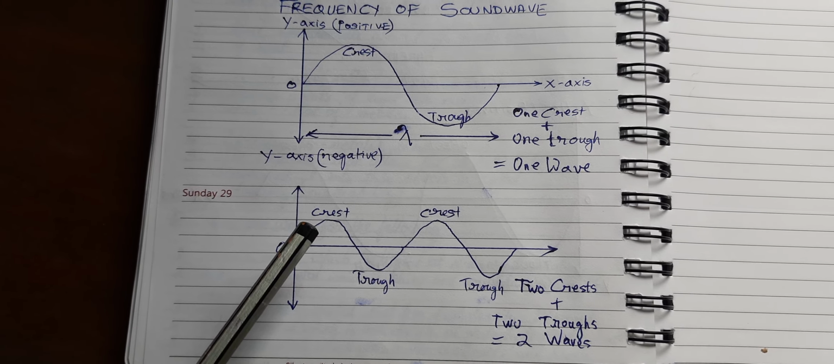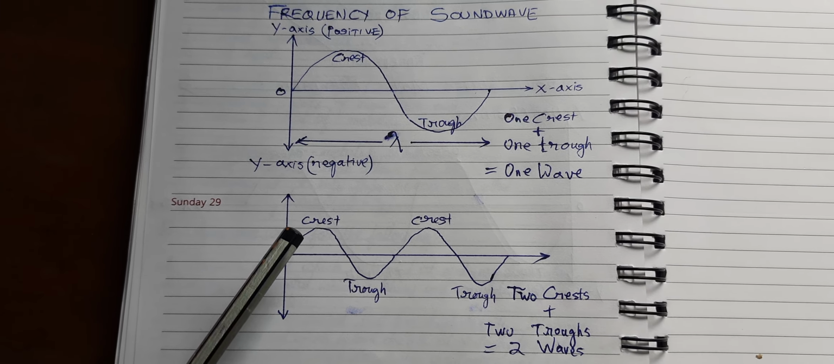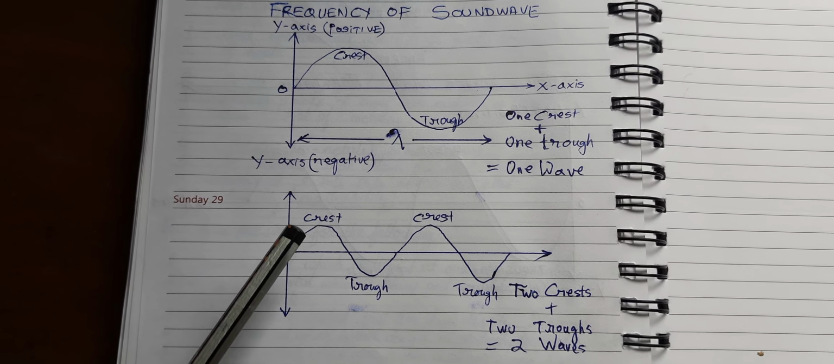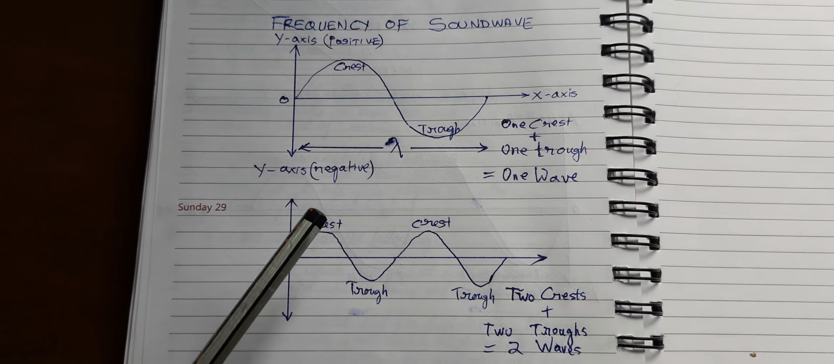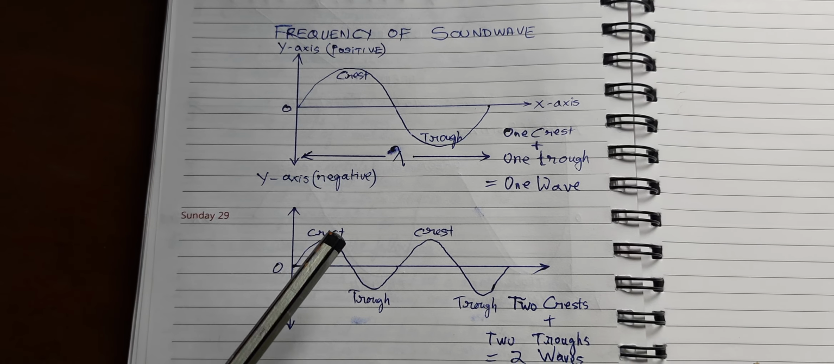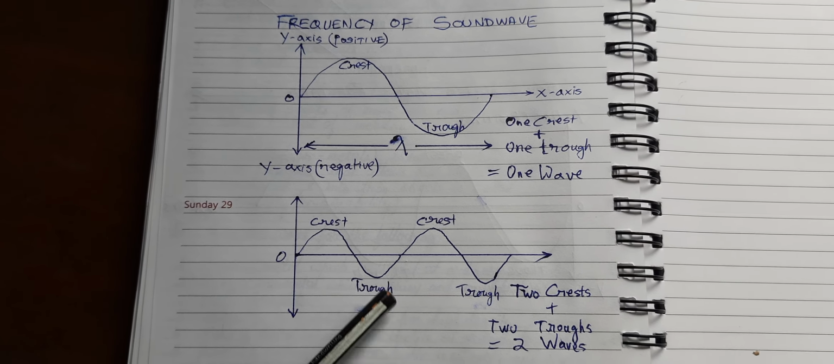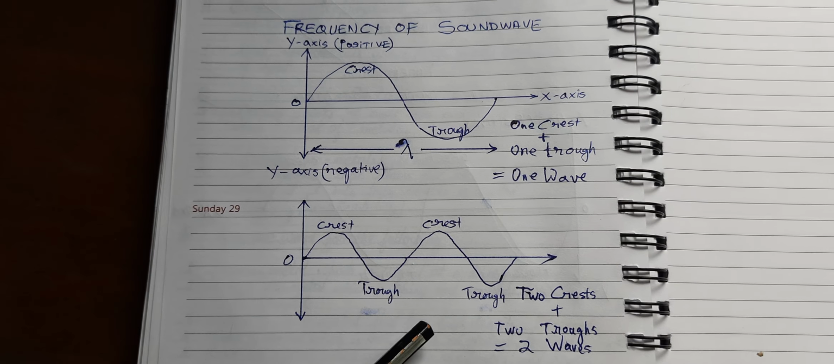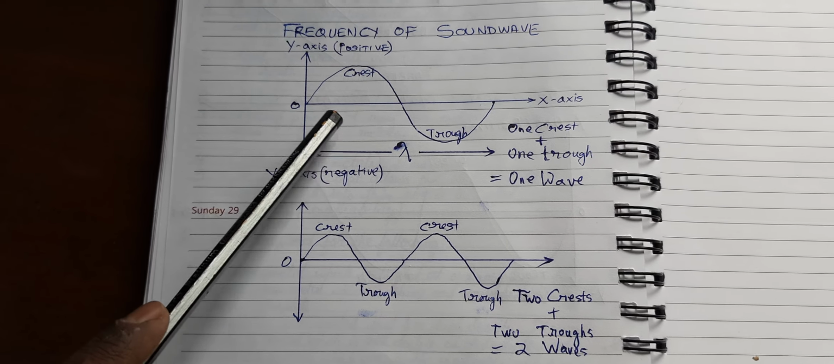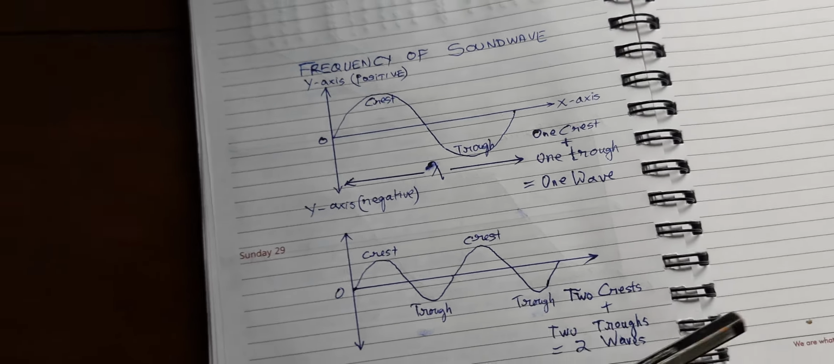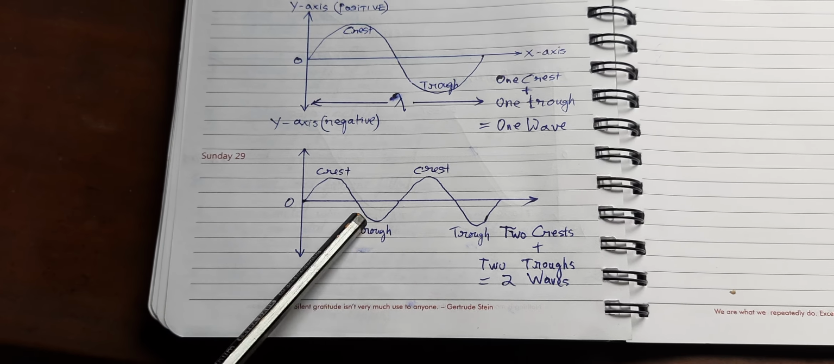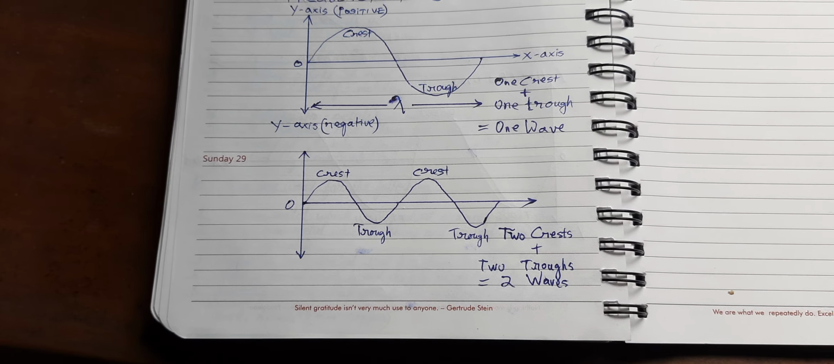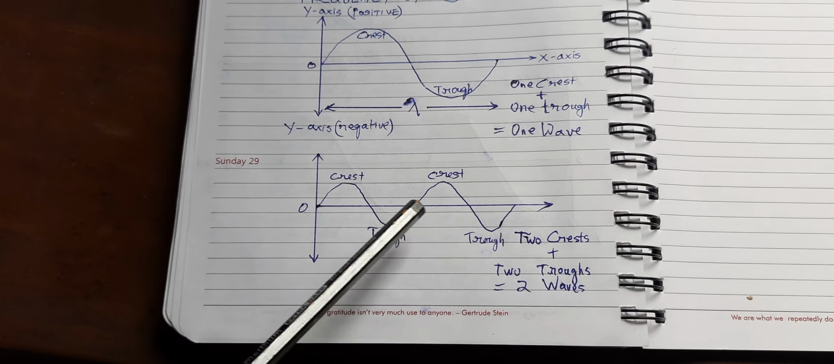For a given amount of distance, how many waves are produced? If more waves are produced for a given amount of distance, then the frequency of the sound wave is more. That means this particular sound wave has more frequency compared to this particular sound wave. If there is another sound wave which can produce four waves from here to here instead of two waves, then that particular sound wave's frequency will be more than this particular sound wave.